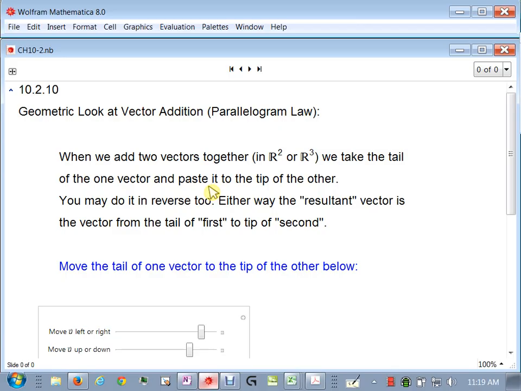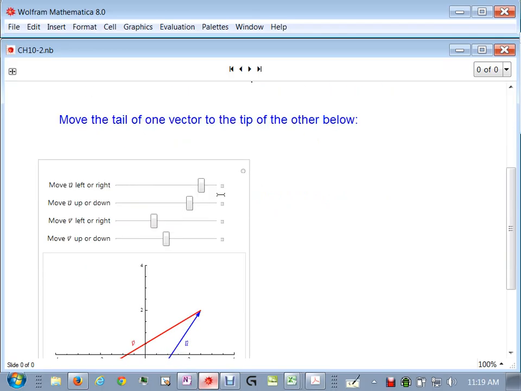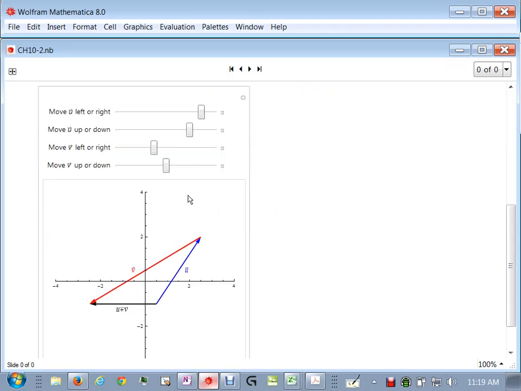So I have 2 vectors sitting out here. If I want to add them together, I just take the tail of one and paste it to the tip of the other, or I could have done it the other way. I take the tail of this one and paste it to the tip of that one. Now, when you move the vector, you have to keep it pointing in the same direction as it was originally, but you just have to move it so that the tail and the tip match up, all right? So here's a 2-dimensional picture of that happening.